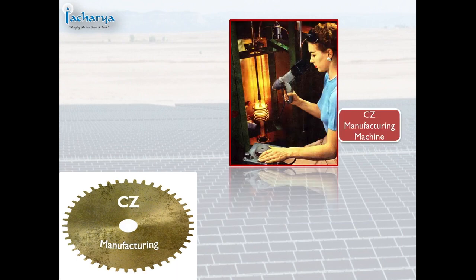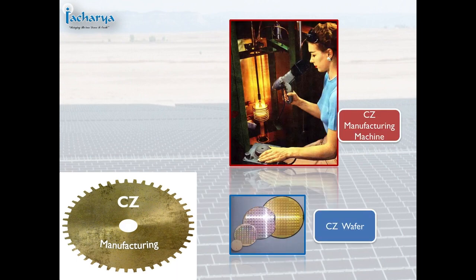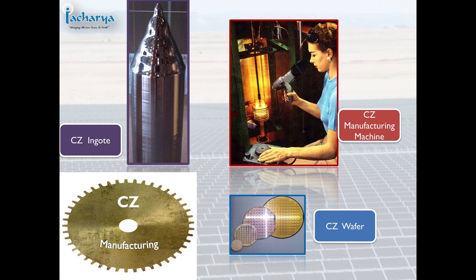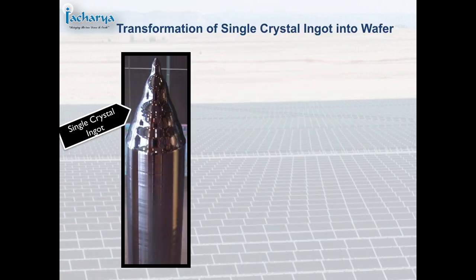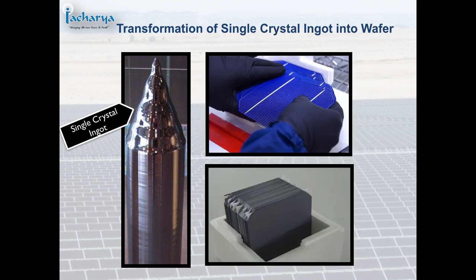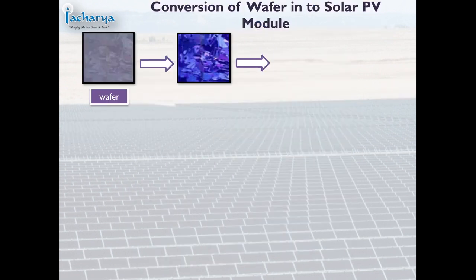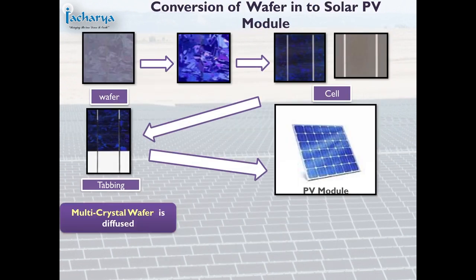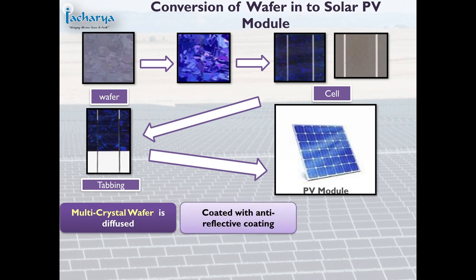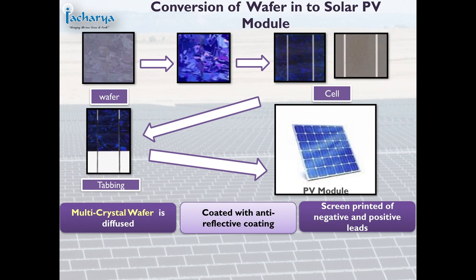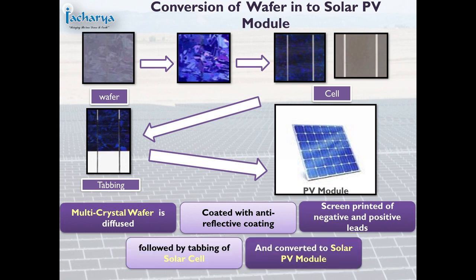The picture shows the CZ manufacturing machine, CZ ingot, and the wafer. This slide depicts the single crystal ingot transforming into wafer. This slide explains how the multi-crystal wafer is diffused, coated with anti-reflective coating, screen printed with negative and positive leads, tabbed into solar cells, and converted to solar PV module.